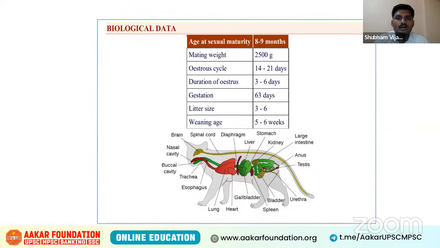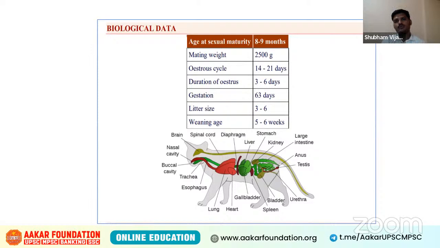Now, as in the dogs, in the same way here in the cats, there is age at sexual maturity. This is important from the exam point of view. They can ask the age of sexual maturity, gestation period, or weaning age. So keep in mind that age at sexual maturity is 8 to 9 months. Mating weight is about 2500 grams, means 2.5 kg. Then estrus cycle ranges from 14 to 21 days.